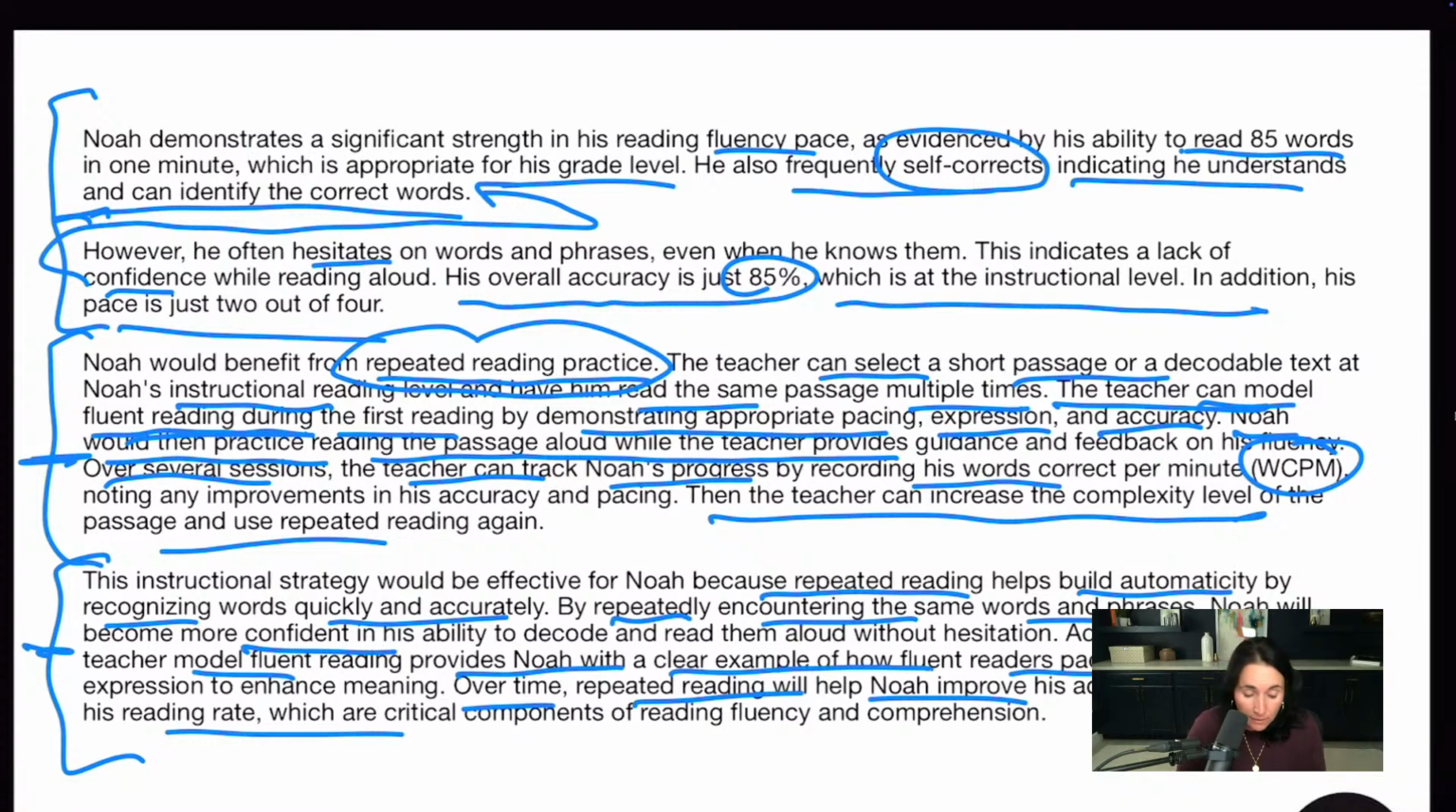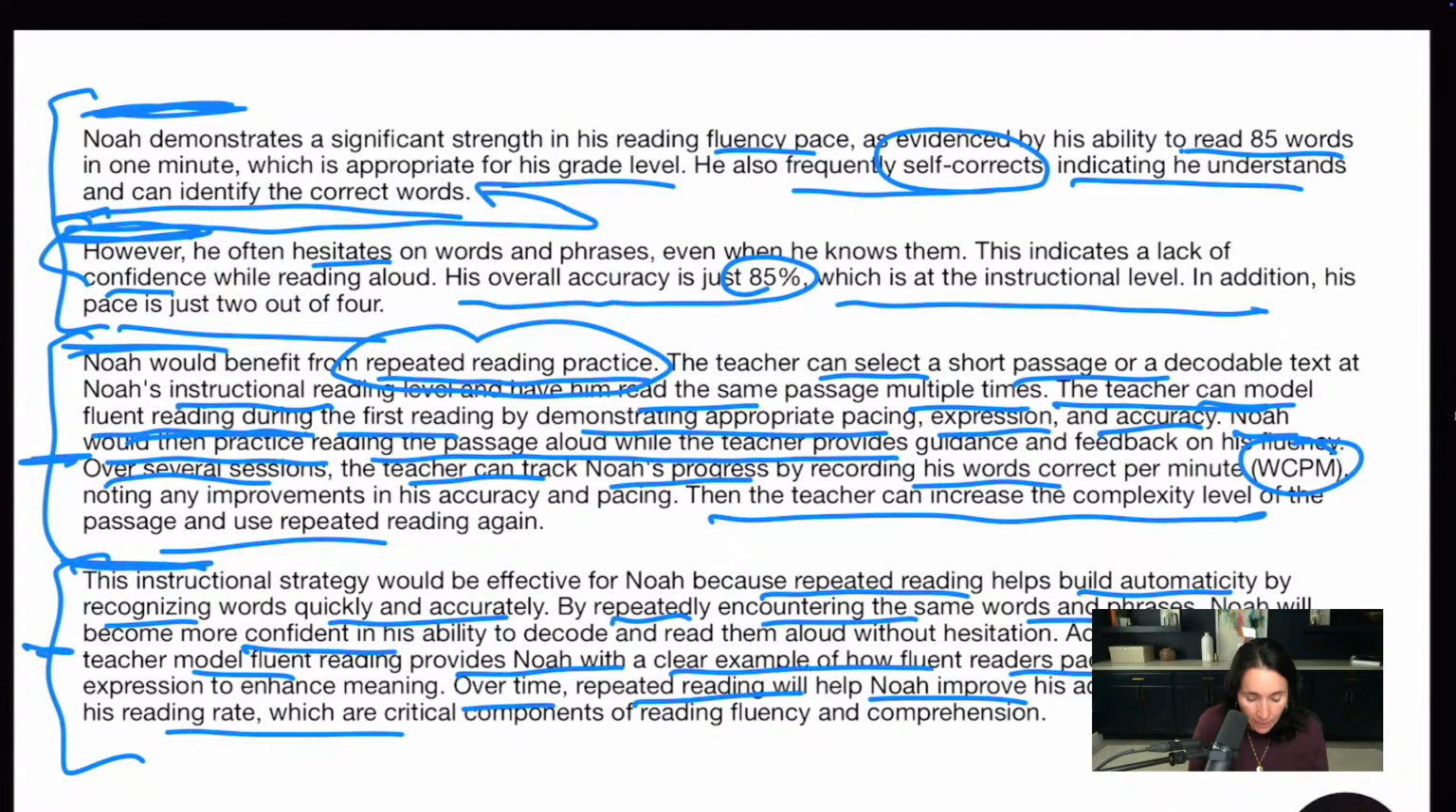All right. Some people, and I've done this before too, use headings: strength, need, strategy, rationale. You could do that too, whatever you want to do. Just remember, you need to be specific. You can't just say, oh, repeated reading. Okay, tell me what repeated reading is. Show me what repeated reading is.